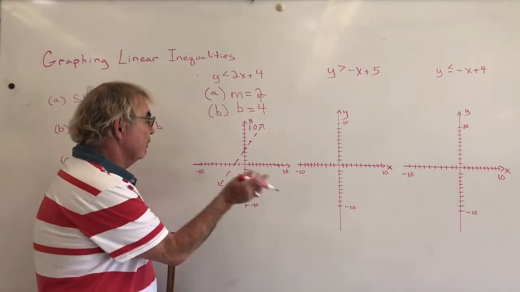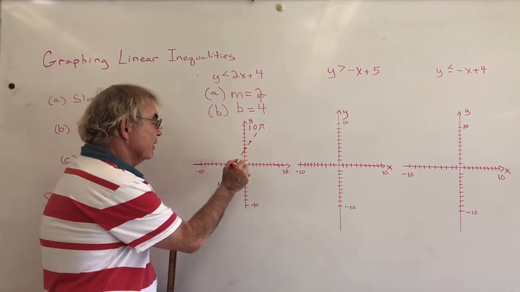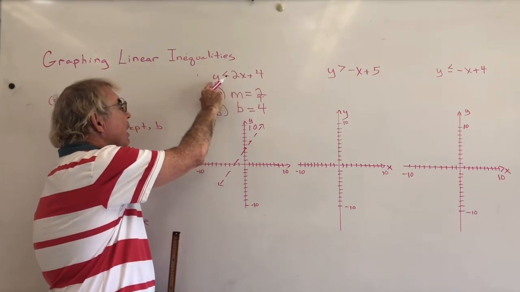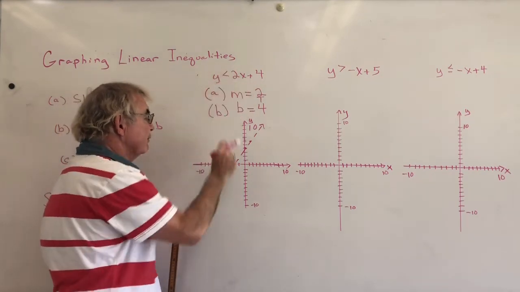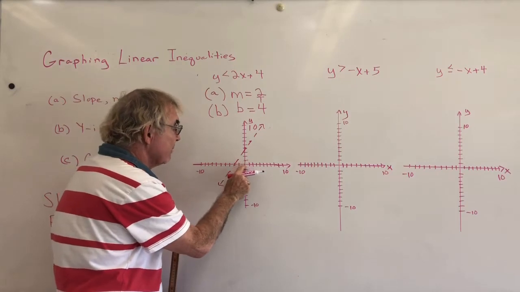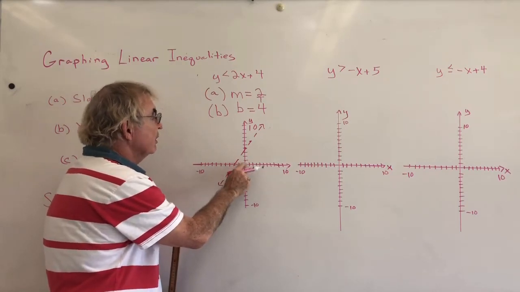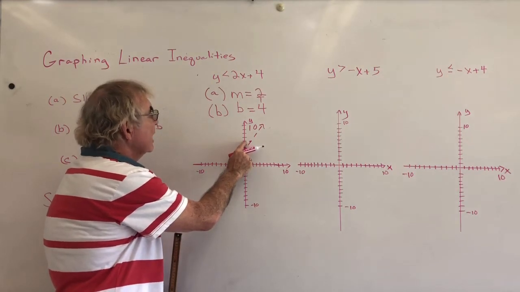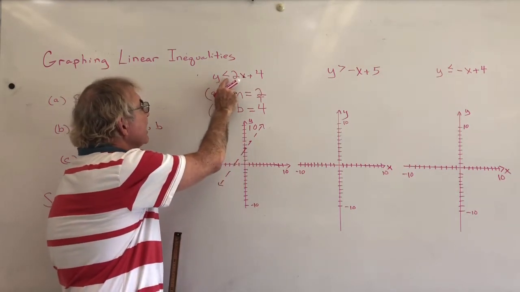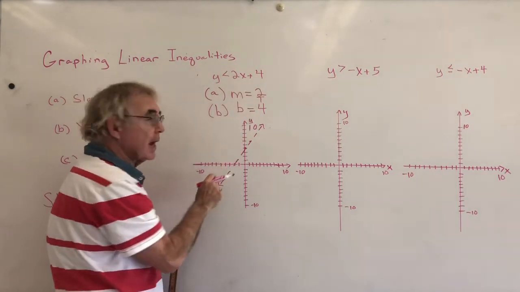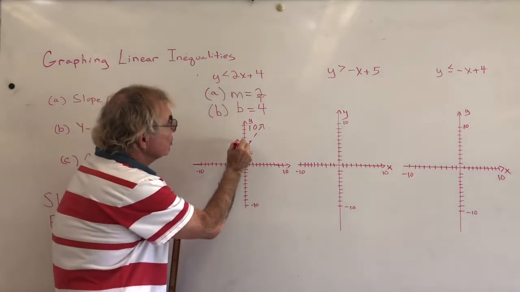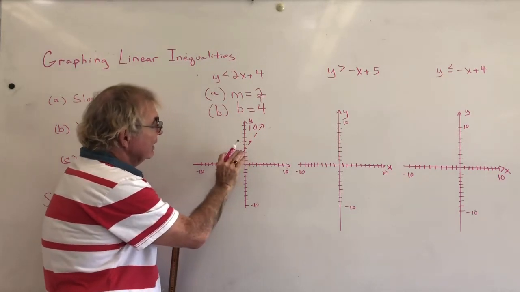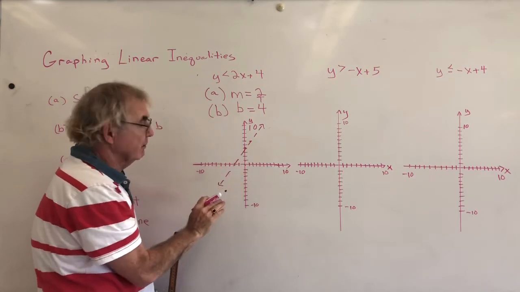Also, if you were to take any random point, if you were to say 0, 0, put 0 in for x and 0 for y, you would see that 0 is less than 4. So that says this would be accepted. Whereas if you put a point like 0, 6 in, you would say, is 6 less than 0 plus 4? That would be unaccepted. So this one's no good. This one is good. So that says you would shade in below.